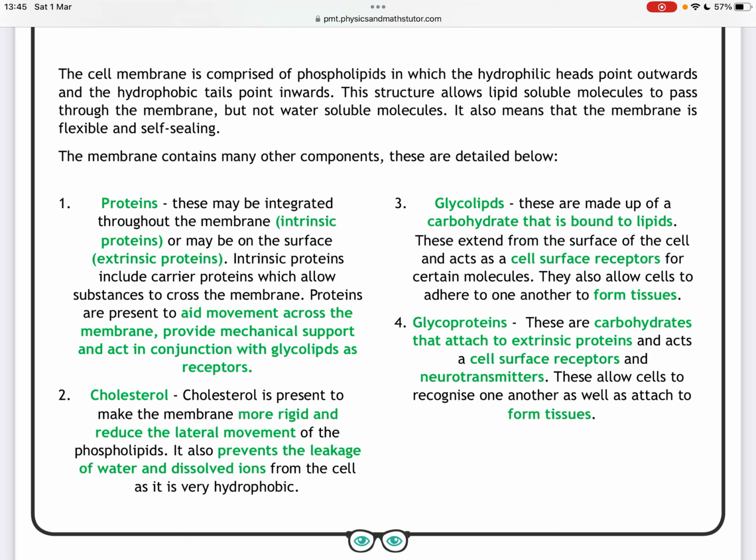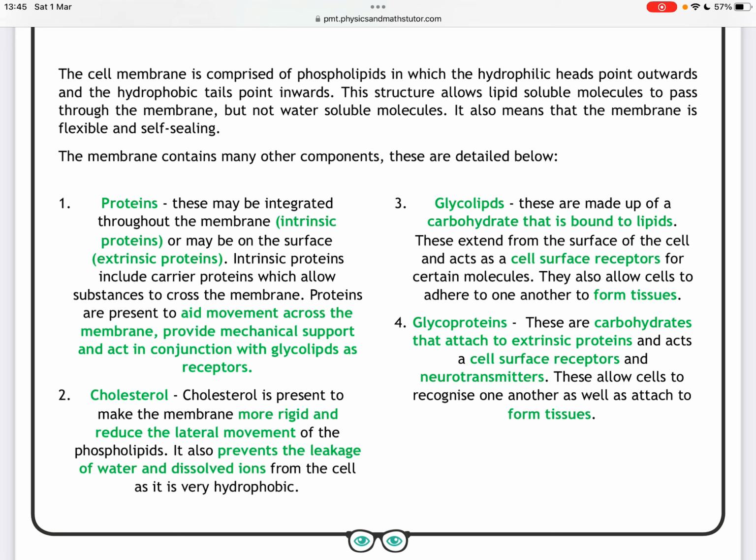Glycoproteins are carbohydrates that attach to extrinsic proteins and act as receptors, for example for hormones and neurotransmitters. These allow cells to recognize one another as well as attach to form tissues. Glycolipids are made of carbohydrate with lipids. These extend from the surface of the cell and act as cell surface receptors for certain molecules. They also allow cells to adhere to one another to form tissues.